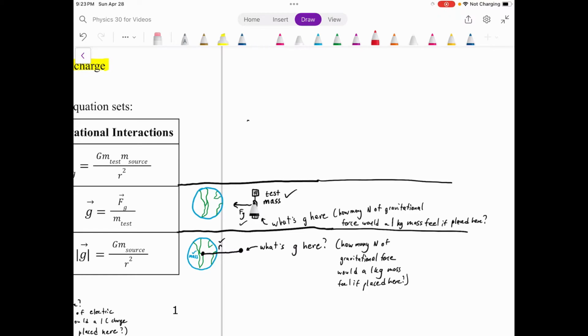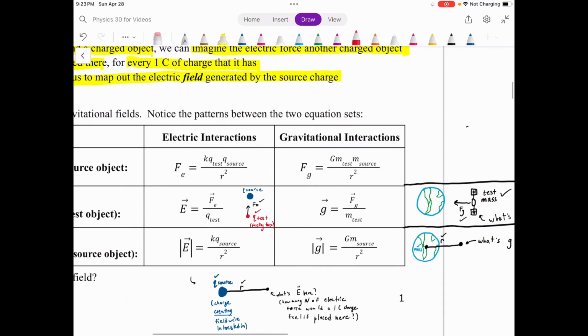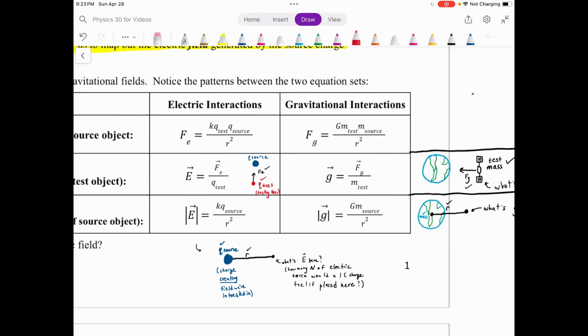So if we take an actual mass, put it there, and figure out the gravitational force it feels, then we just need to divide by its mass to know how many newtons it felt per kilogram. And so that's that set of equations there. But then there's this other one that is based on not actually having to put something there at all, just doing it based on the properties of the source itself, whether that's the source of a gravitational field, so a mass, or the source of an electric field, so a charge.